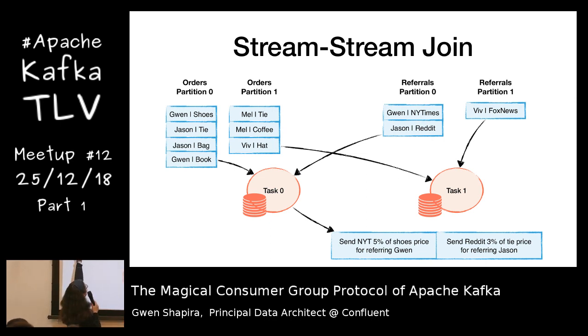So you can see that events for Gwen and Jason from this topic and that topic end up together. We need some extra logic. We need to know that partition 0 here and partition 0 here end up in the same place, and that it ends up on the server that has the RocksDB information for Gwen and Jason over here. So how do we do that?